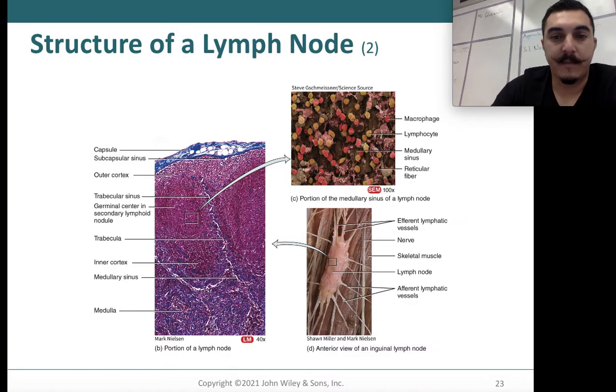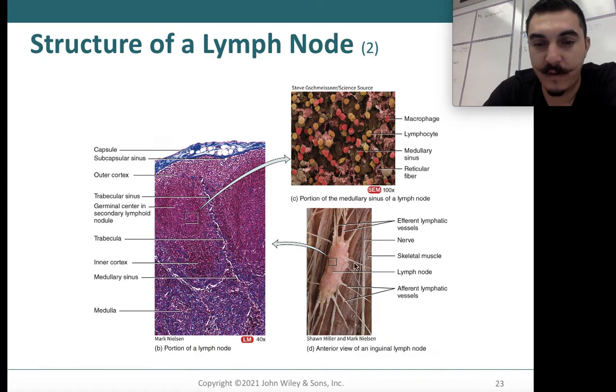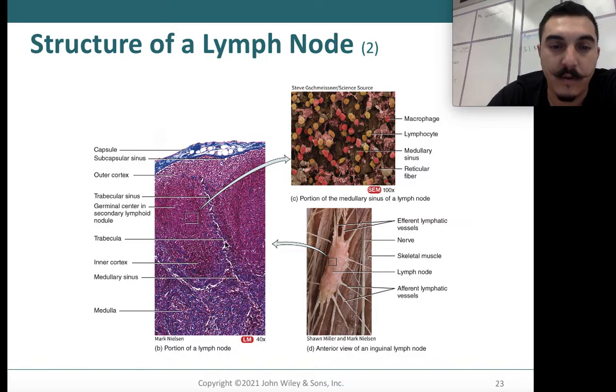Okay, so here's a cool little picture of an inguinal lymph node. I feel like this always looks like plankton, like being pulled up from the side. But here's a little inguinal lymph node here in the bottom. There's a little portion of that medullary sinus of that lymph node. Here's our trabecula, inner cortex, medullary sinus.